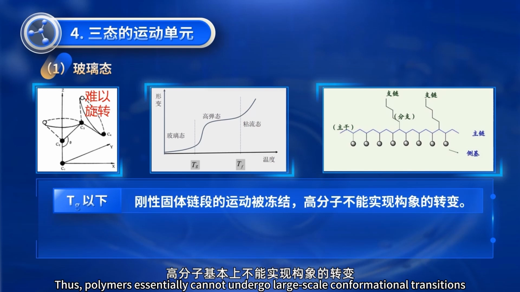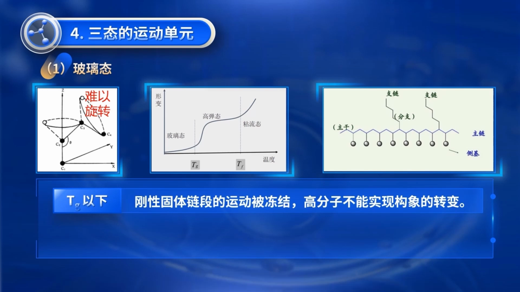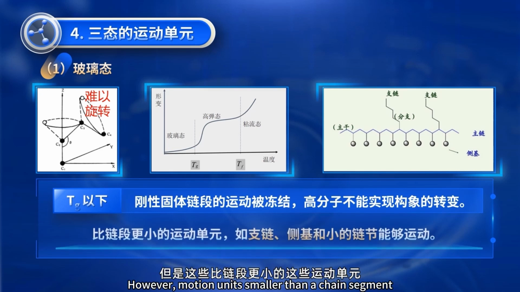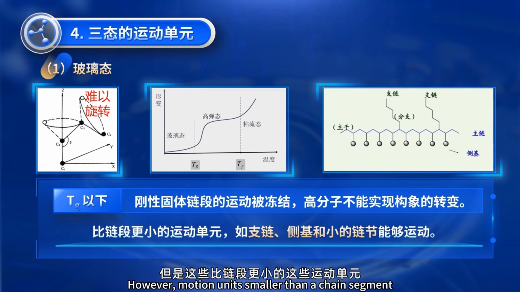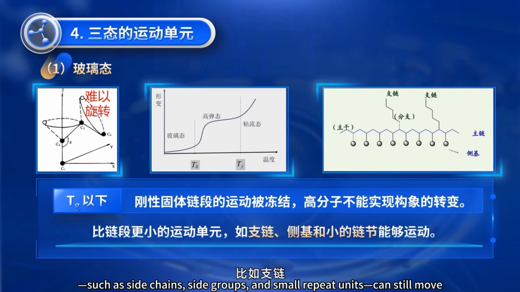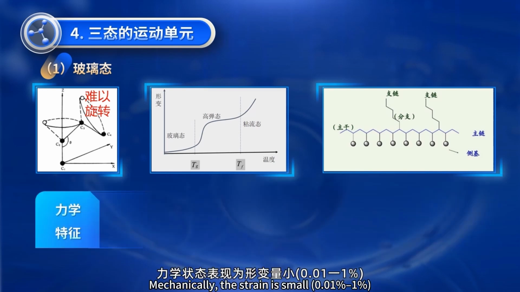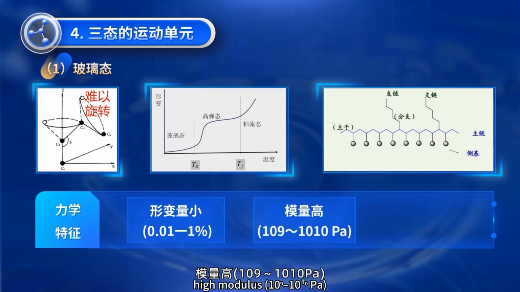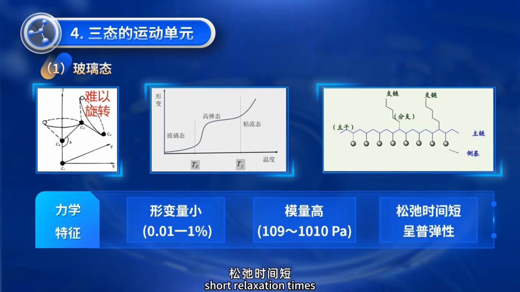Thus, polymers essentially cannot undergo large-scale conformational transitions. At this stage, segmental motion is essentially frozen. However, motion units smaller than a chain segment, such as side chains, side groups, and small repeat units can still move. Mechanically, the strain is small, 0.01% to 1%. High modulus, 10^9 to 10^10 pascals. Short relaxation times, and purely elastic behavior.